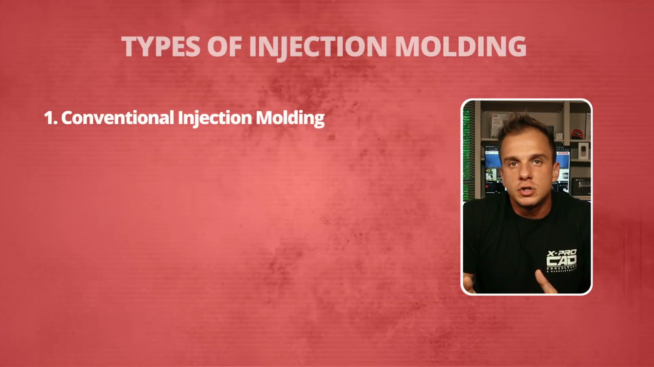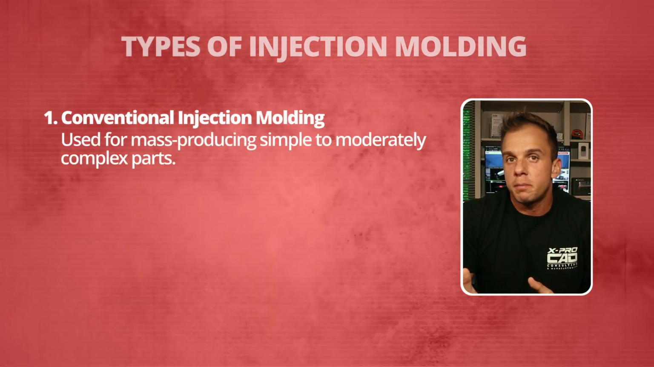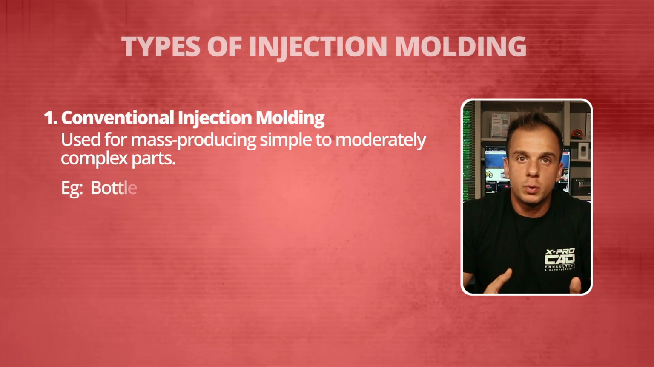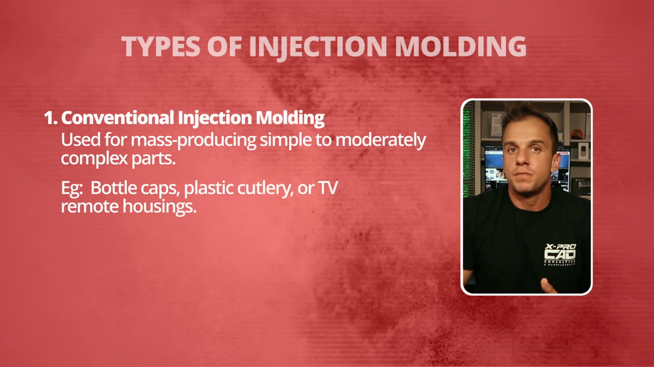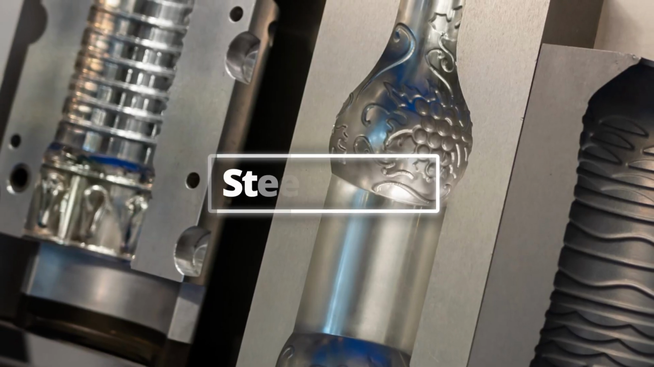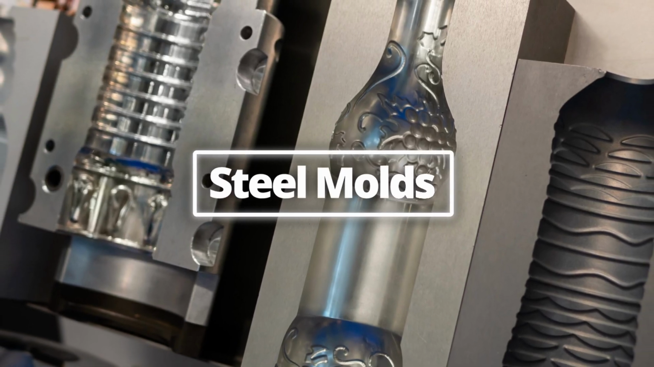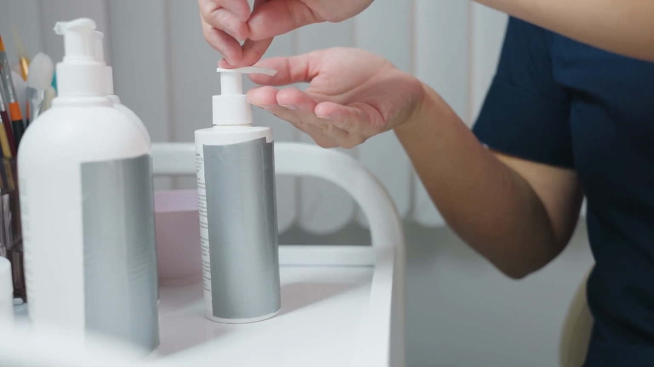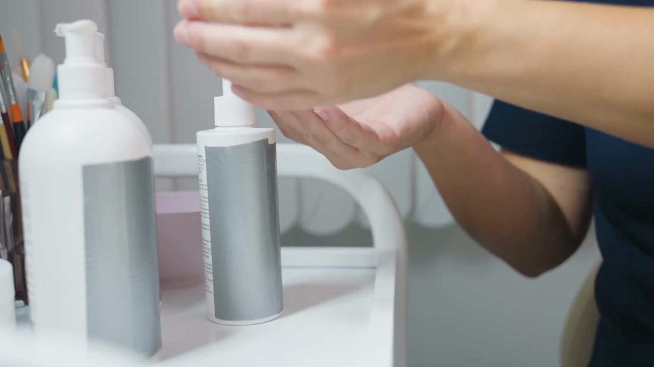Number one, standard conventional injection molding. This is the most common type. It's used for the mass production of simple to moderately complex plastic parts. Consumer goods like plastic cutlery, bottle caps, and even TV remotes. Housings are often made this way. The molds used here are typically steel and very durable, capable of producing millions of cycles. Real-life example: every time you open a shampoo bottle, that cap likely came from a conventional injection mold.